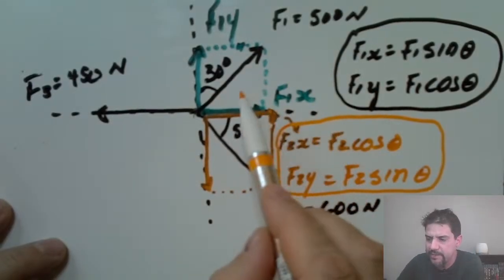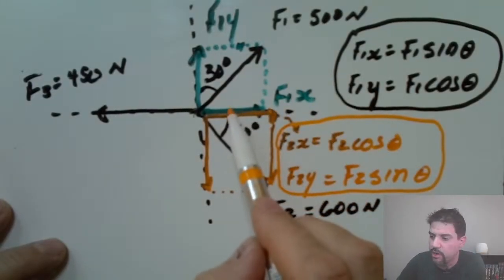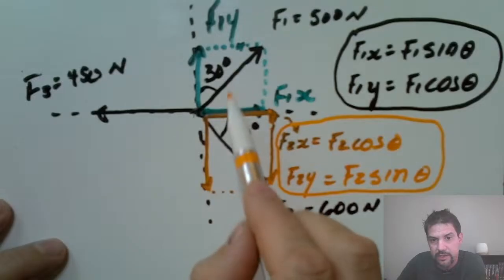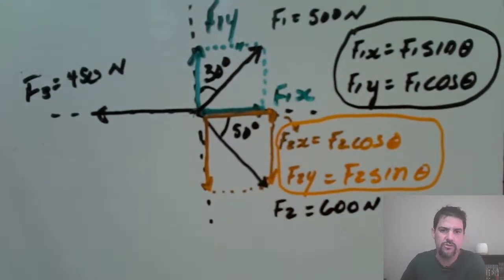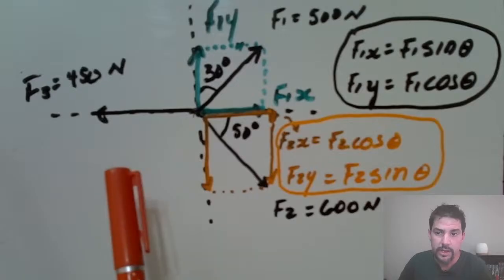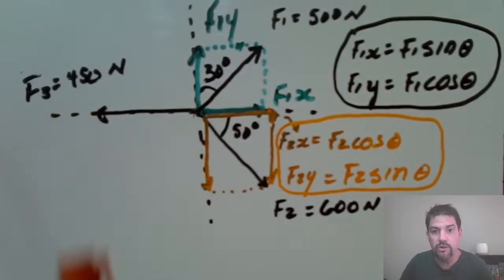Because in one case, the horizontal component is the opposite, and in the other case, the horizontal component is the adjacent. So you have to be able to find out which one is the adjacent and which one is the opposite. Now, what about F3? F3 here is right on the x-axis, so it doesn't have any component on the y-axis. It only has the x component, which is the same vector.